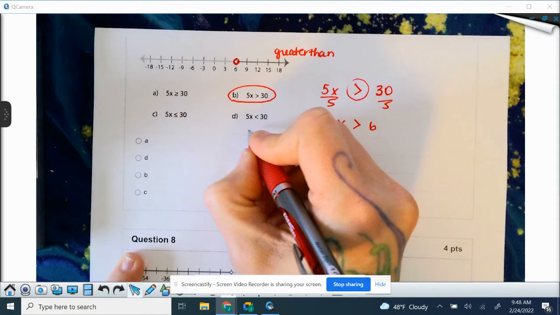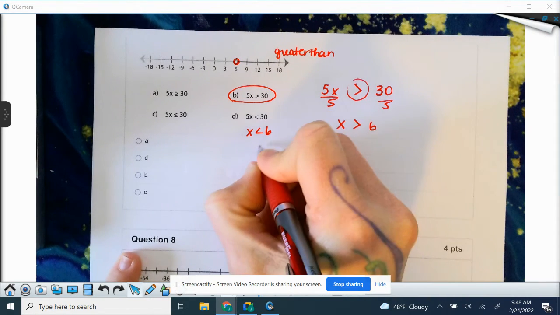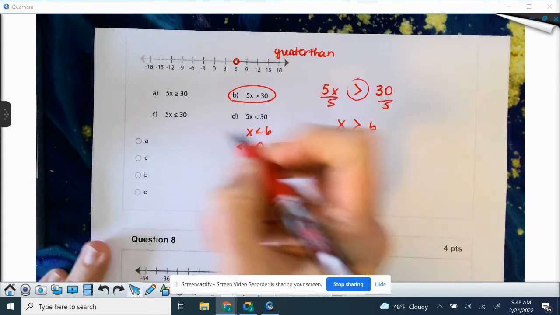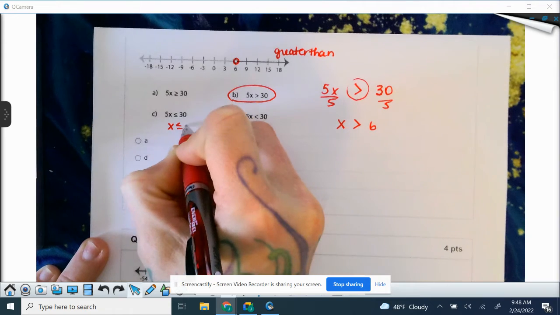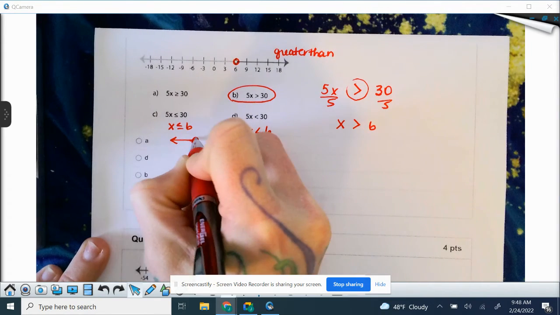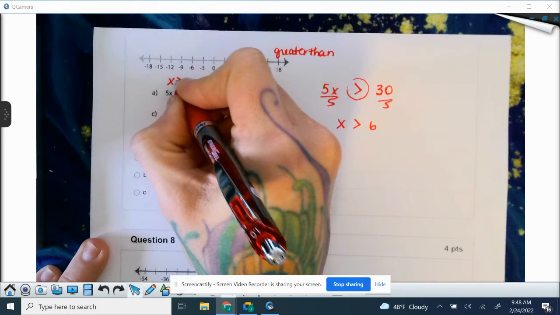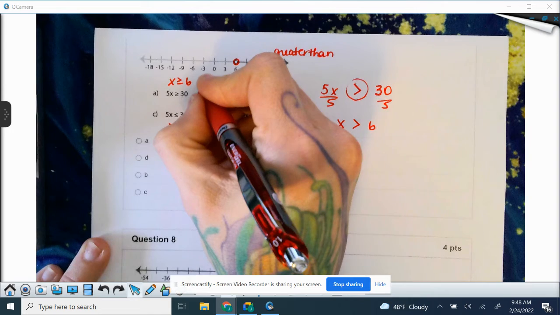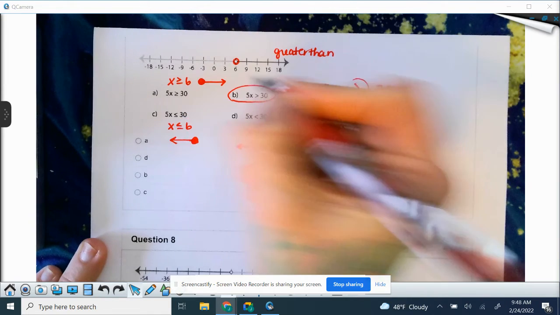This would be x is less than 6, which means it's going to be an open circle and shaded to the left. This would be x is less than or equal to 6, so it's a closed circle shaded to the left. And that's x is greater than or equal to 6, which means it would be the right way, except we'd have a closed circle instead of that open and shaded to the right.